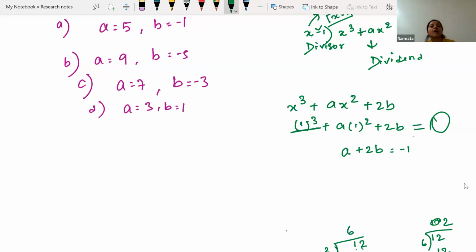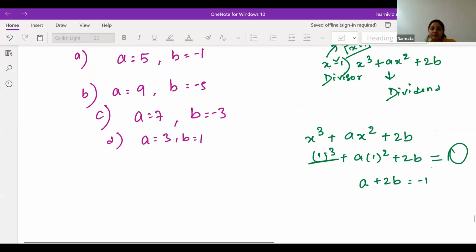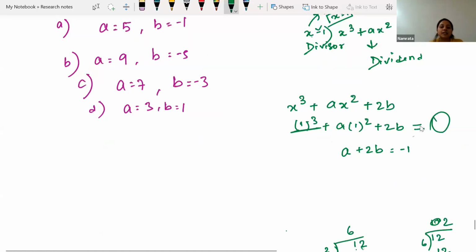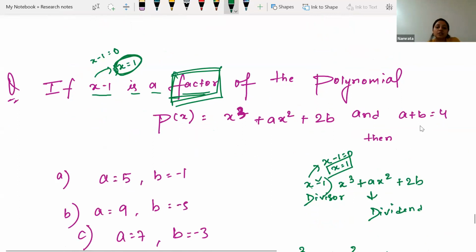Now let me know so far, is it clear or not? Aisha and Ziana: Yes, ma'am, it's clear. So we got one equation from here. We already have one equation in the given question, so take that equation as well.